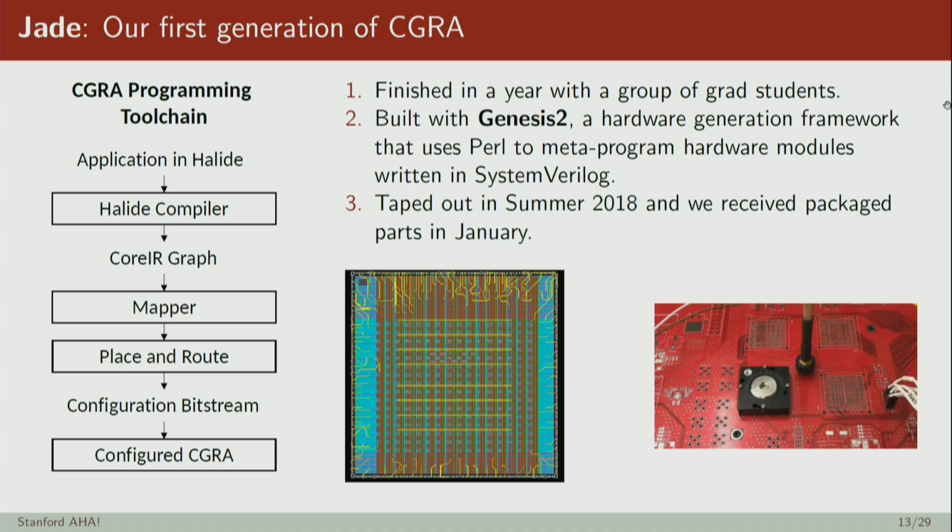So we finished the entire software stack as well as the hardware in a year with a group of grad students. The hardware is built with Genesis 2, which is a hardware generation framework that uses Perl to meta-program the hardware modules written in SystemVerilog. If you look at the picture in the middle, this is the final layout diagram for Jade. So we taped it out in summer 2018, and then we received packaged parts back in January. So we built a test floor to test the chip, as shown in the picture on the right. The chip is fully functional, as we expected.